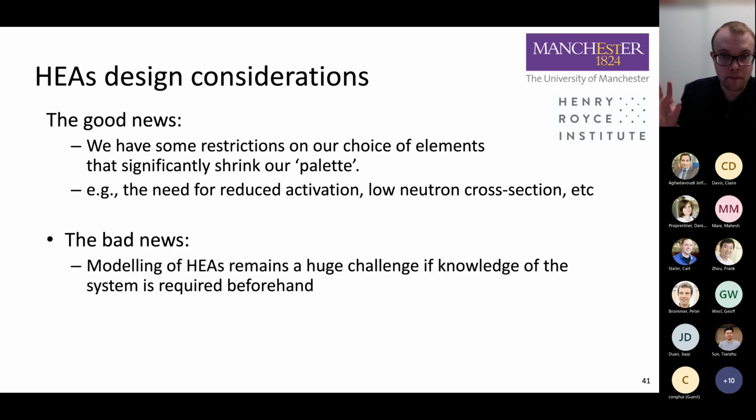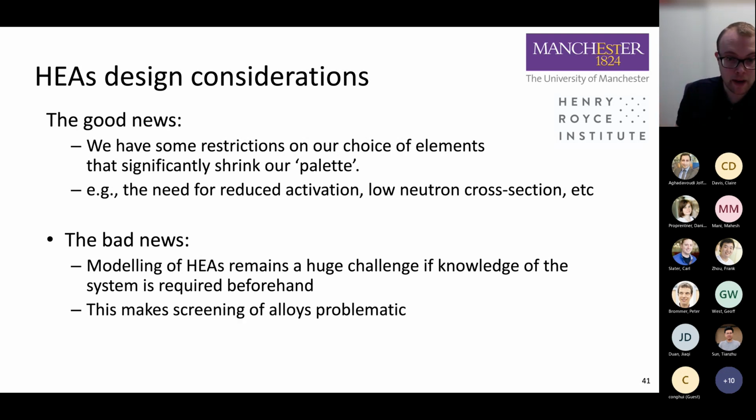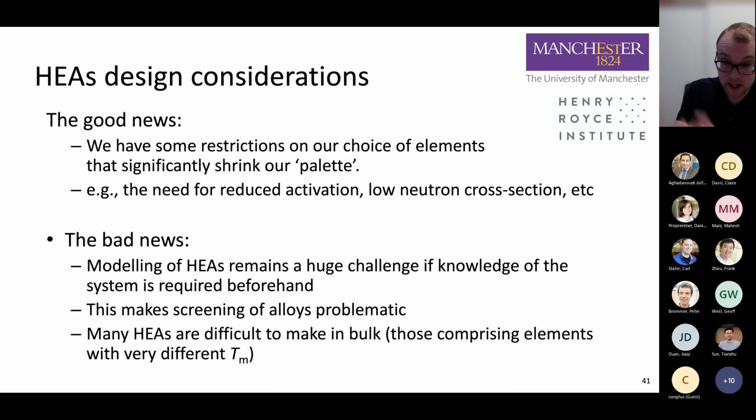The bad news, and this is true for all high-entropy alloys, is that modelling of high-entropy alloys remains a huge challenge if knowledge of the system is required beforehand, and this makes screening of alloys really problematic for any sort of application, and in particular for irradiation damage, because there we've got lots of complicated effects going on. And also another set of bad news: I mentioned before that ODS steels were difficult to make in bulk. Well, often high-entropy alloys are difficult to make in bulk too, particularly if you've got very different melting temperatures amongst the elements. Okay.